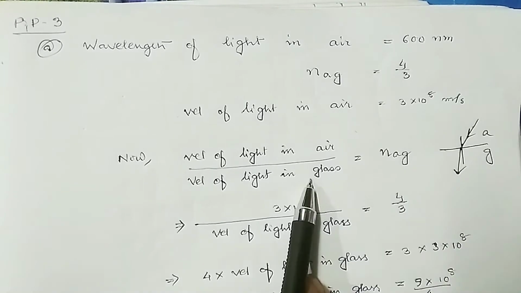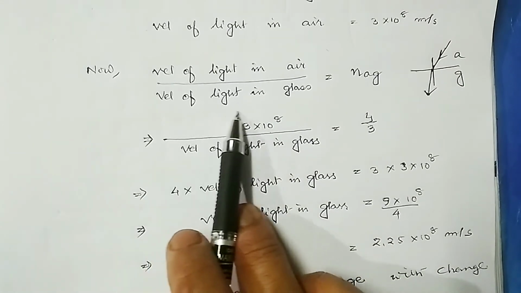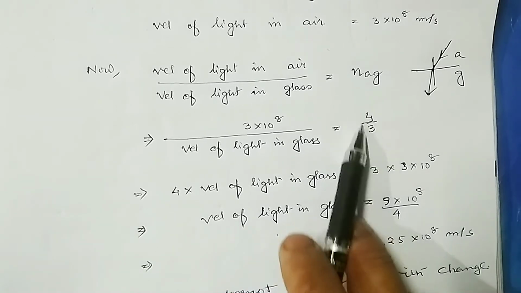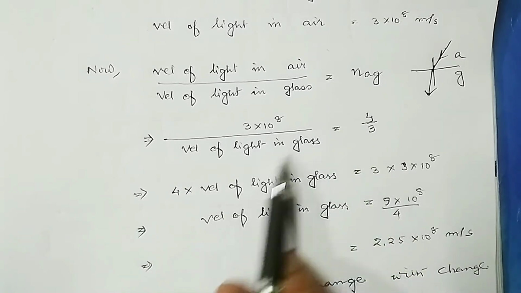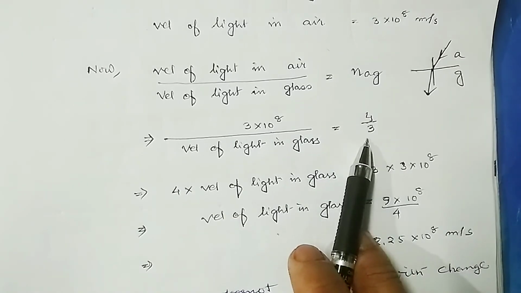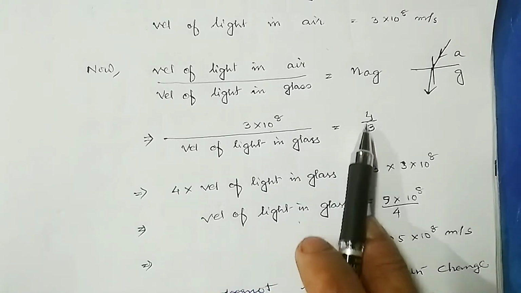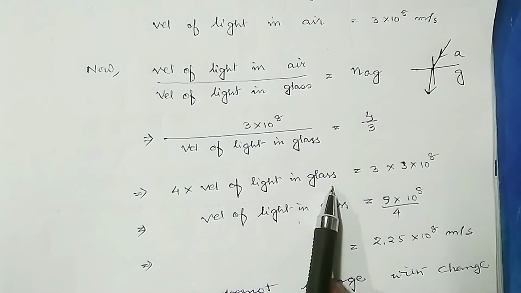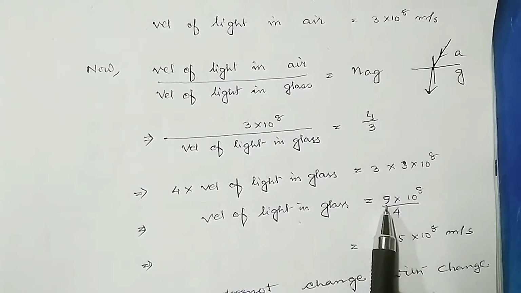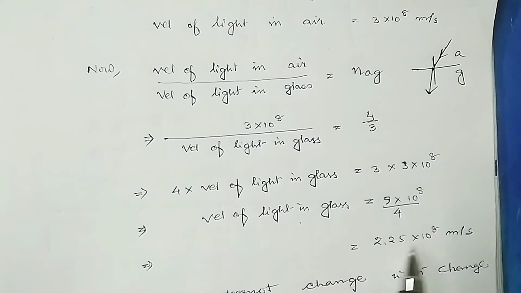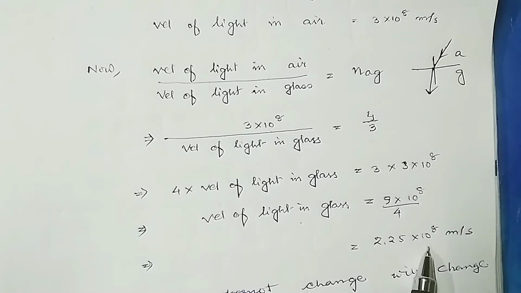Now velocity of light in air, as given in the question, is 3 into 10 to the power 8. Velocity of light in glass is not known. The refractive index is 4/3, given in the question. So if I cross multiply, 4 into velocity of light in glass equals 3 into 10 to the power 8. So this 3 is multiplied with this, and 4 is multiplied with velocity of light in glass. So velocity of light in glass is 9 into 10 to the power 8 by 4. 9 divided by 4 is 2.25 into 10 to the power 8. So velocity of light in glass is 2.25 into 10 to the power 8 meters per second.